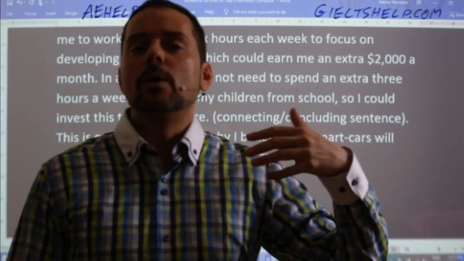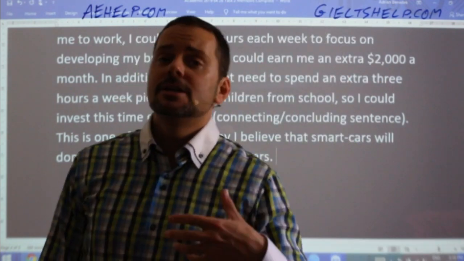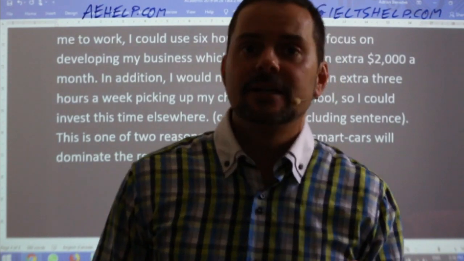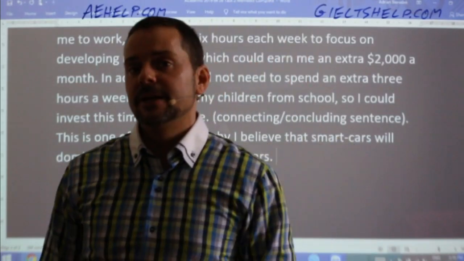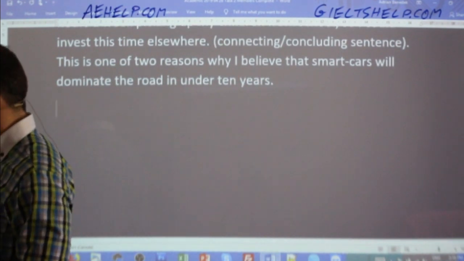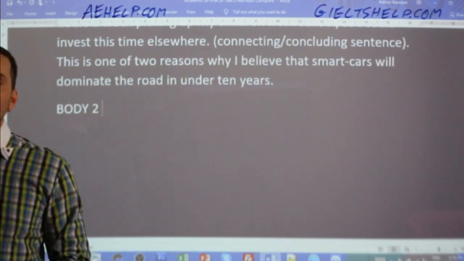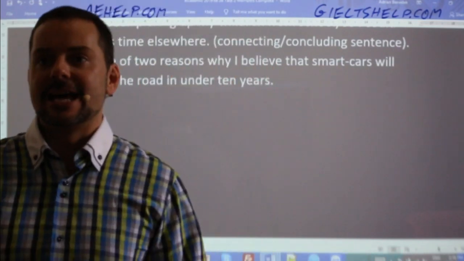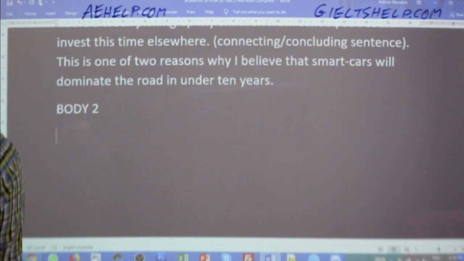Okay, now we move to body paragraph 2. Body paragraph 2 is about safety, half of it. The other half, because of safety, these cars will be available very quickly, or will be common in the near future. Okay, so body paragraph 2, same idea. Go through the topic sentence, explanation, and example. Okay, all right, so topic sentence.